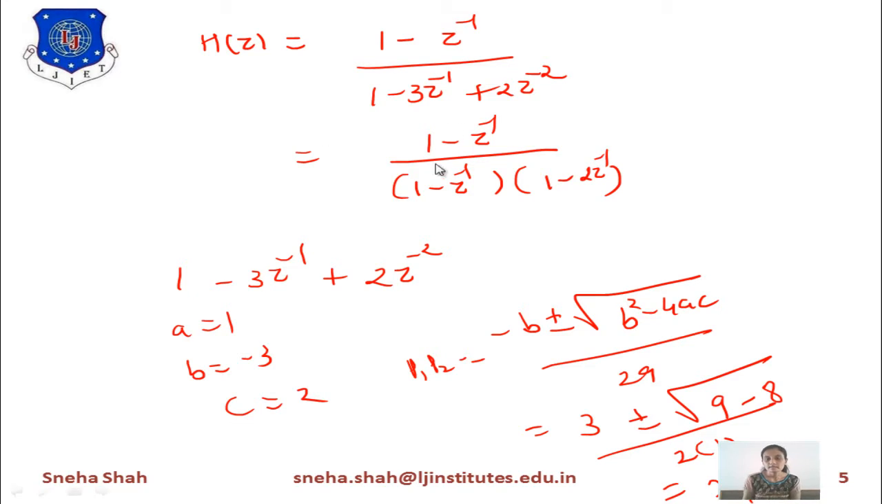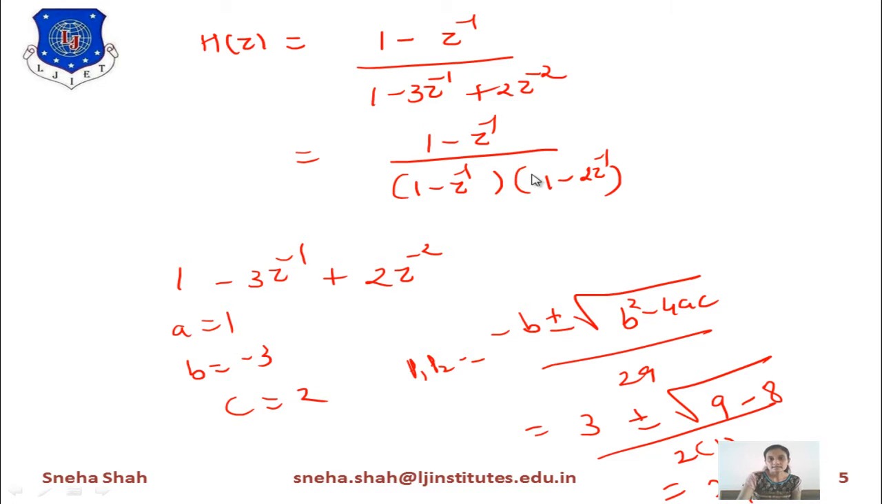You can also verify this: minus z inverse into minus 2z inverse gives plus 2z raised to minus 2, 1 into 1 means 1, z inverse minus 2z inverse, and the total equals 3 minus 3z raised to minus 1.